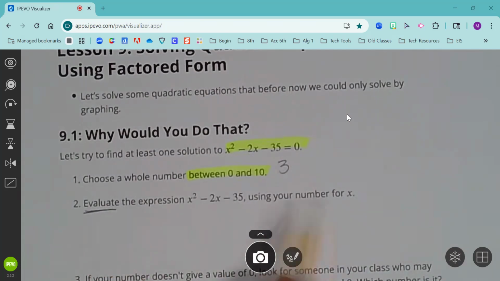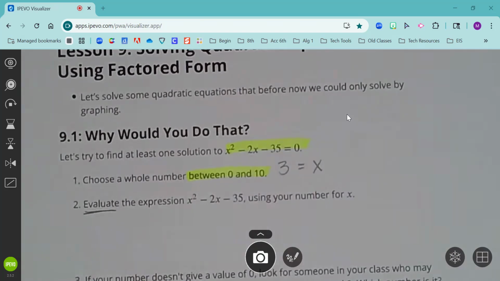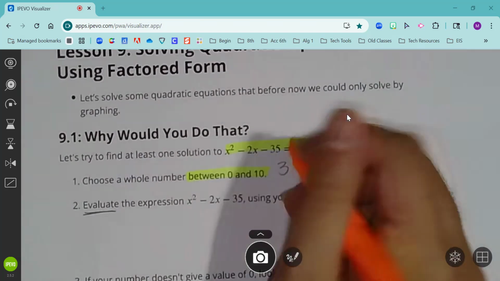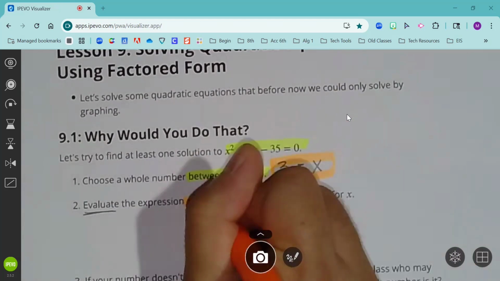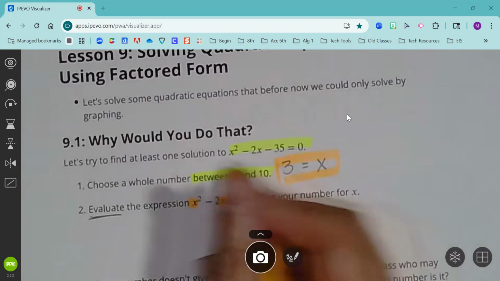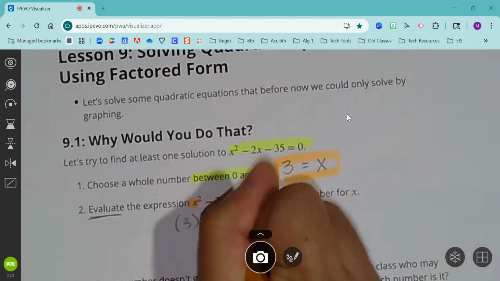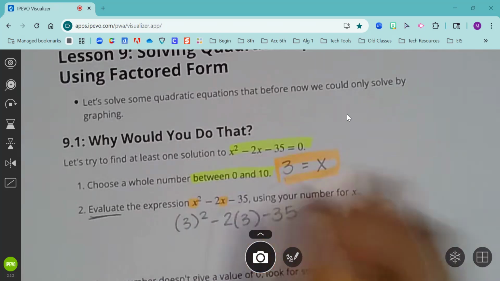Evaluate the expression x squared minus 2x minus 35 using your number for x. So we're going to set this as equal to x. And what you guys want to do is substitute it in for the expression. So we're going to take the fact that we know this is x, and every time I see an x, I'm going to substitute it in. Okay, so 3 squared minus 2 times 3 minus 35.